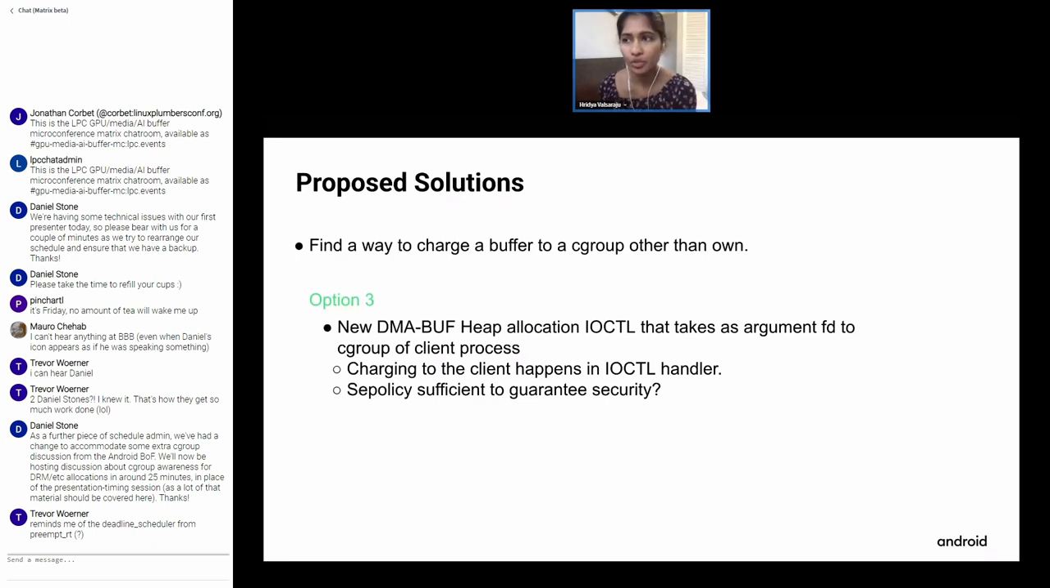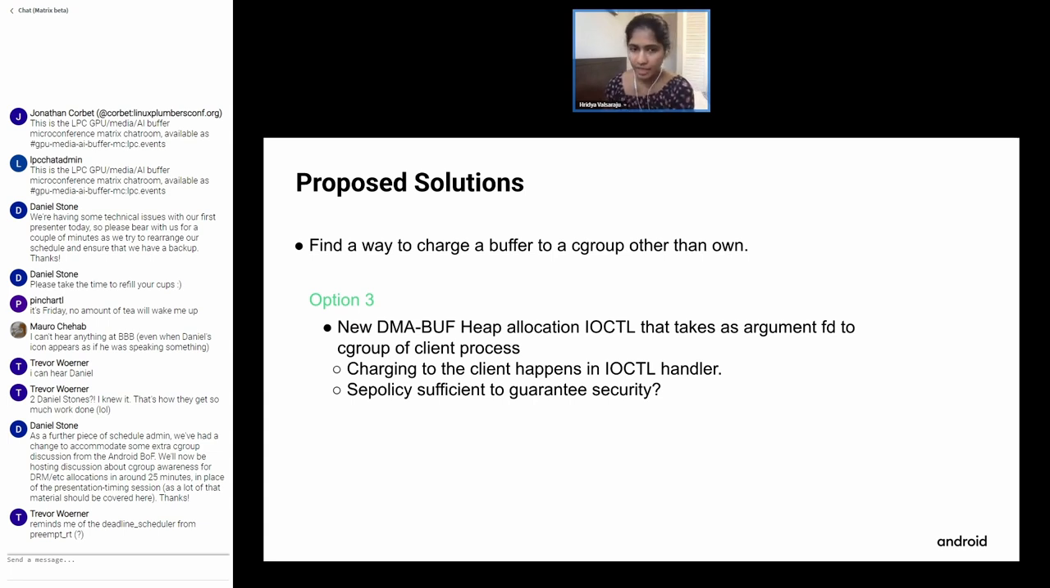So the last option we looked into was whether we can have a new DMA-BUF heap allocation ioctl that takes as argument an FD to the cgroup of the client process. So the Gralloc HAL process in Android that I talked about, it does know who the client is, who is requesting the allocation, and it will also have information on which cgroup this process belongs to. So in the ioctl handler, the heap driver would check whether the allocation limit for the client cgroup has already been met. If not, it proceeds with the allocation. And if the limit has already been met, it would fail the allocation.